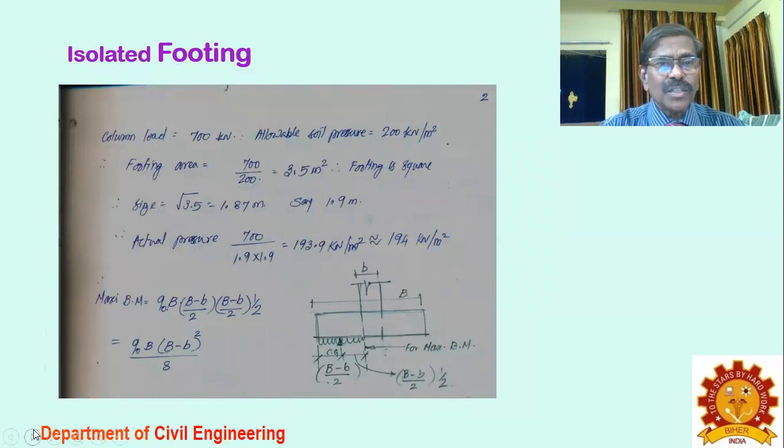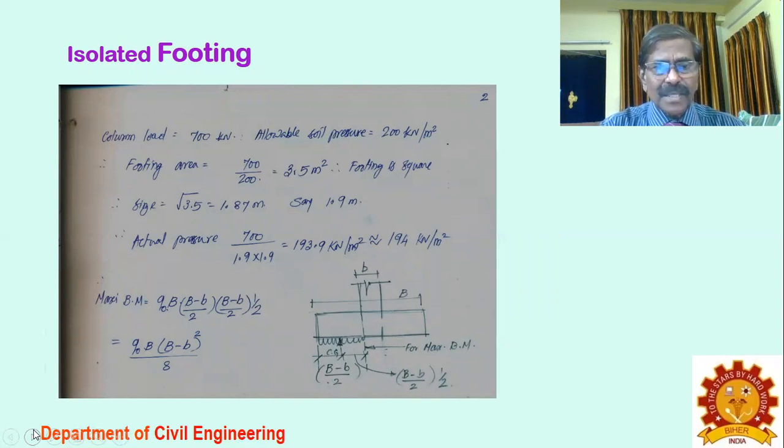Column load is 700 kilonewton, so soil pressure is 200 kilonewton per meter square. The area is known now. Because it is a square foundation, 3.5 meter square is the area required. So for a square foundation, you take the root of that. You get 1.87, so 1.9 meters. So your footing is 1.9 meter by 1.9 meters.